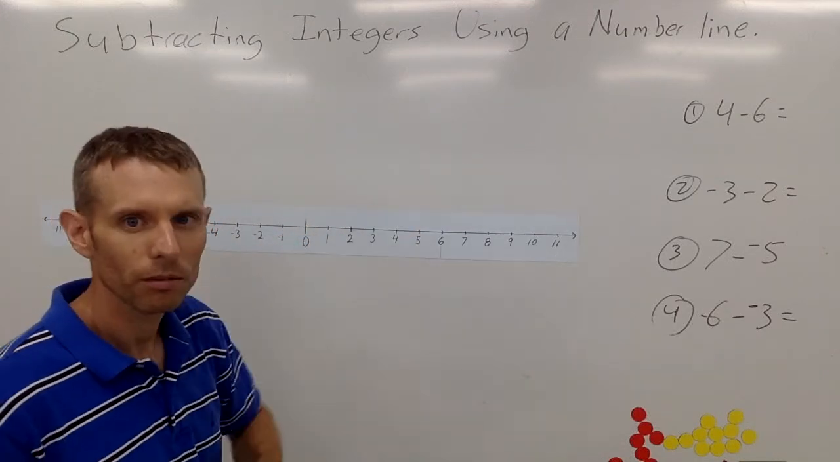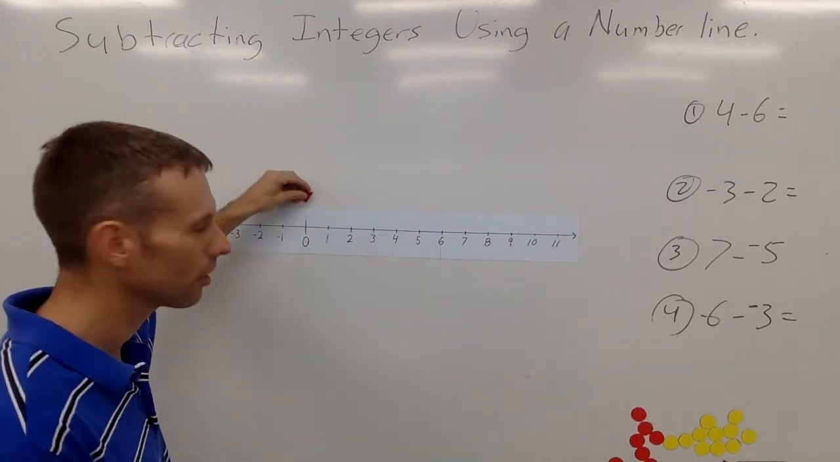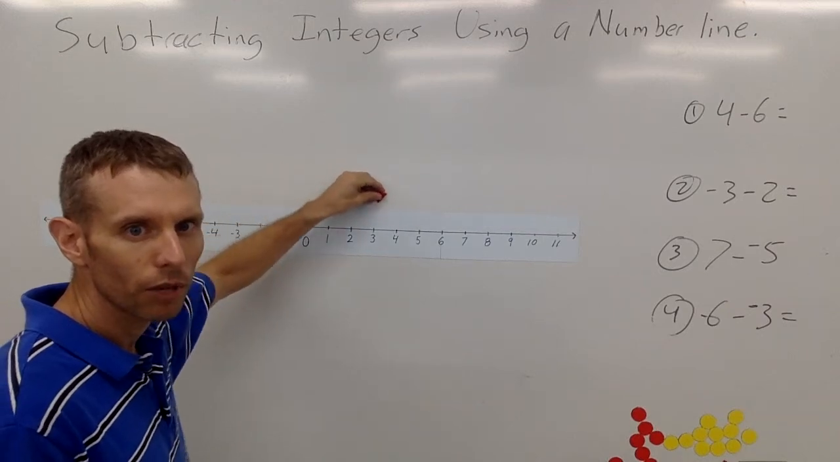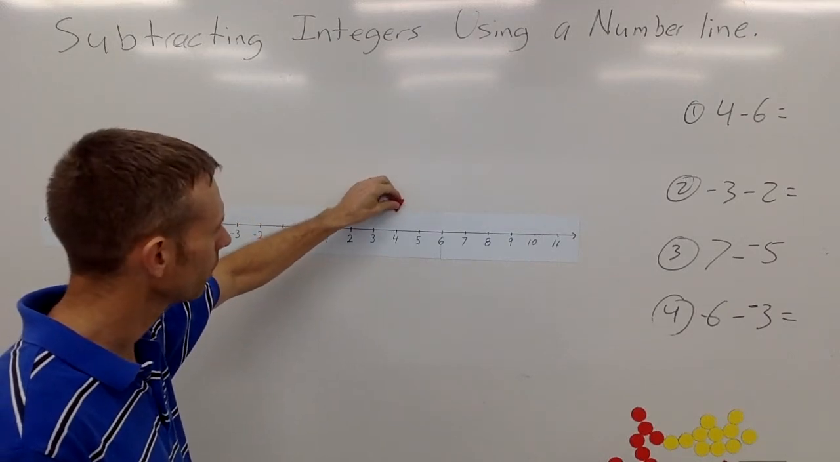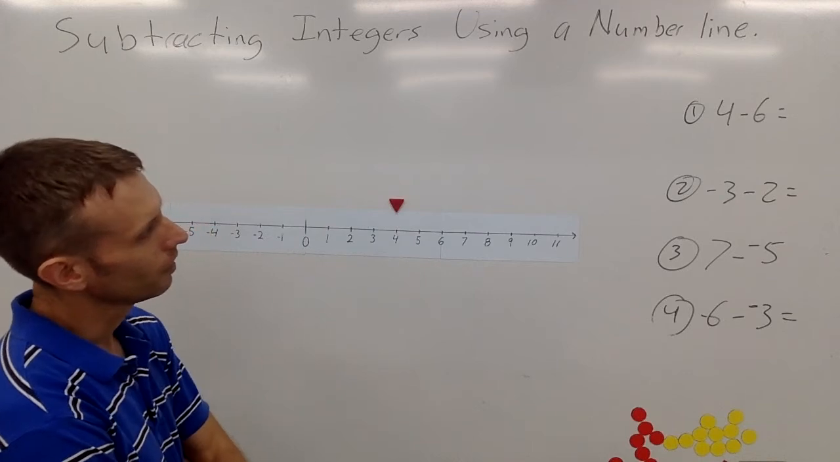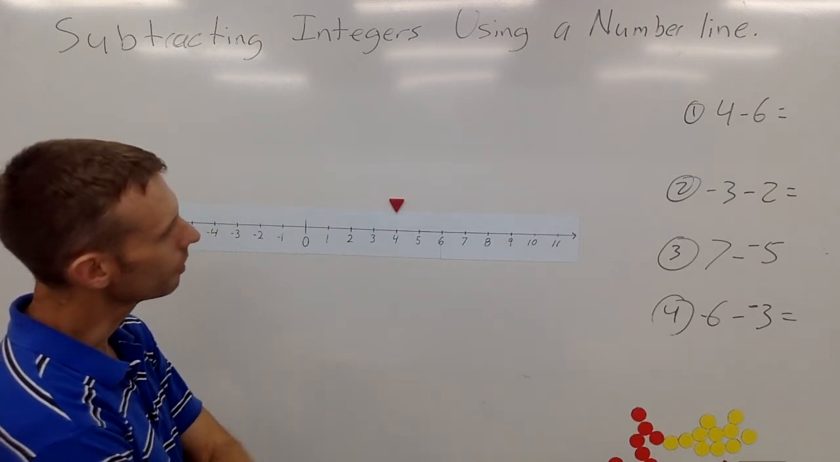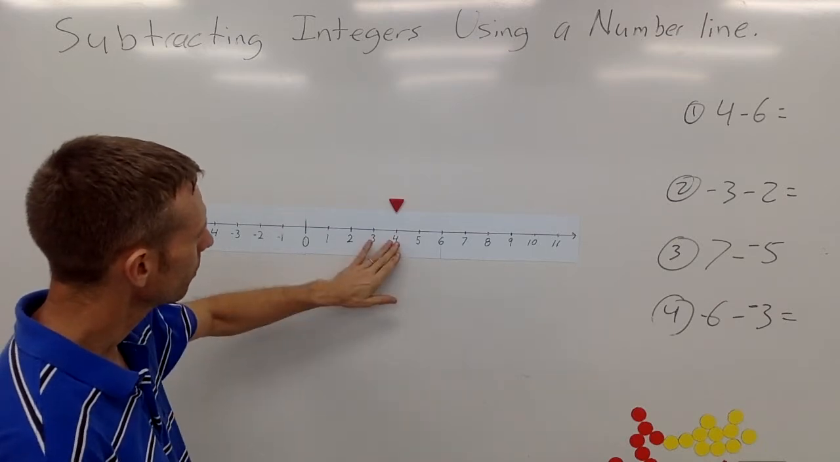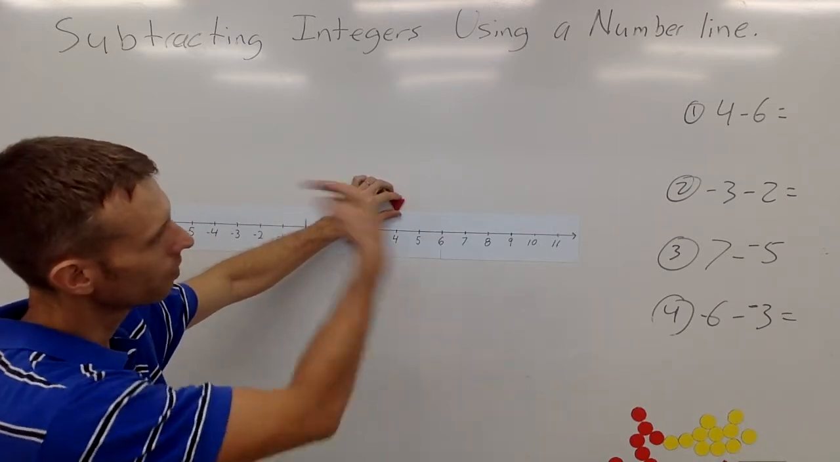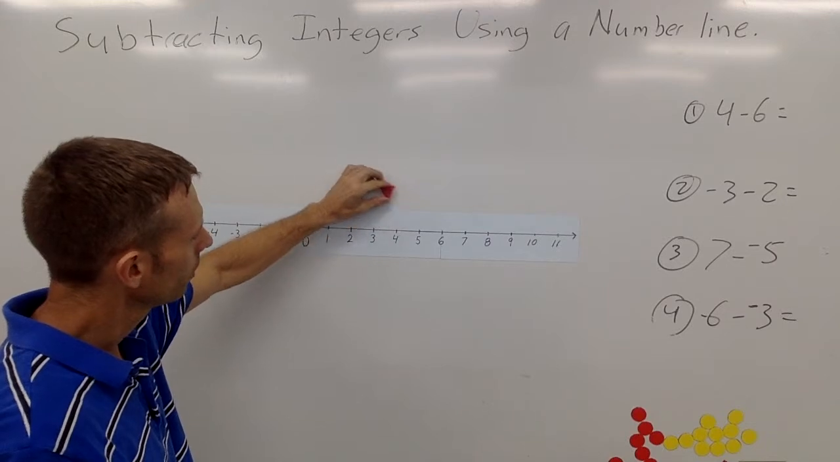I'm going to start with the problem 4 minus 6. So I'm going to start at my number line. I'm going to go to positive 4. Okay, that's where I'm going to start from. So now I'm starting with 4, and I'm going to subtract 6. Subtraction is going in the negative direction.